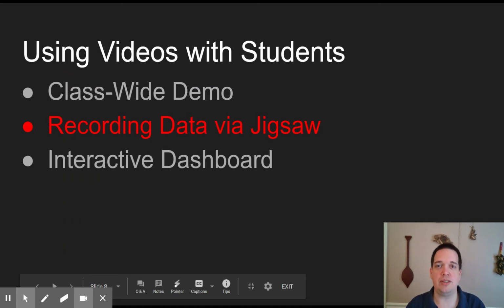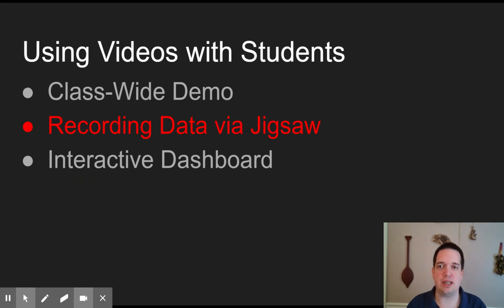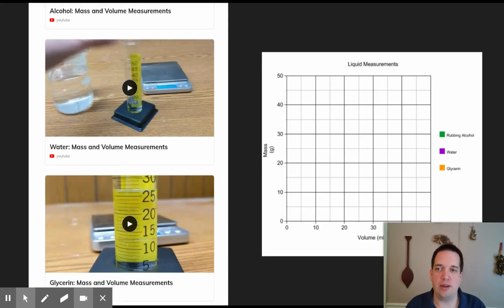Another way you can use these videos is to do a jigsaw with students so that they can record data. So for example, there is a part of this unit where I need students to make measurements of mass and volume so that they can calculate density by plotting the lines on a graph. Well, I don't need every student to record mass and volume for every liquid, so I can assign a group to go record measurements for alcohol, another group for the water, another group for glycerin. So I made a separate video for each, and then we can come back together as a class and look at the data together.